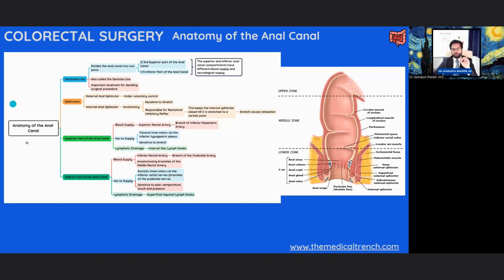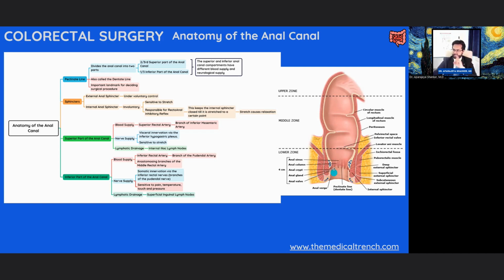The first thing is that I want all of you to look at the anal canal first. The anal canal is the lowest most part of the colorectal system, right? And in the anal canal, the most important thing is something called the pectinate line. This pectinate line divides the anal canal into two areas. There is a superior area, which is the superior two-thirds, called the superior portion of the anal canal. Its nerve supply is very different from the external or lower inferior portion, the infrapectinate portion, right?